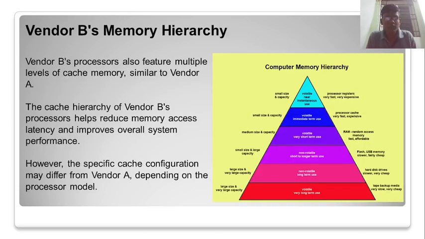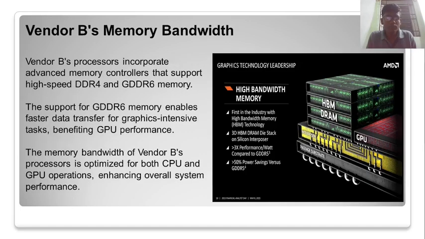Vendor B's memory hierarchy. Vendor B's processors also feature multiple levels of cache memory, similar to Vendor A. The cache hierarchy of Vendor B's processors helps reduce memory access latency and improves overall system performance. However, the specific cache configuration may differ from Vendor A depending on the processor model.